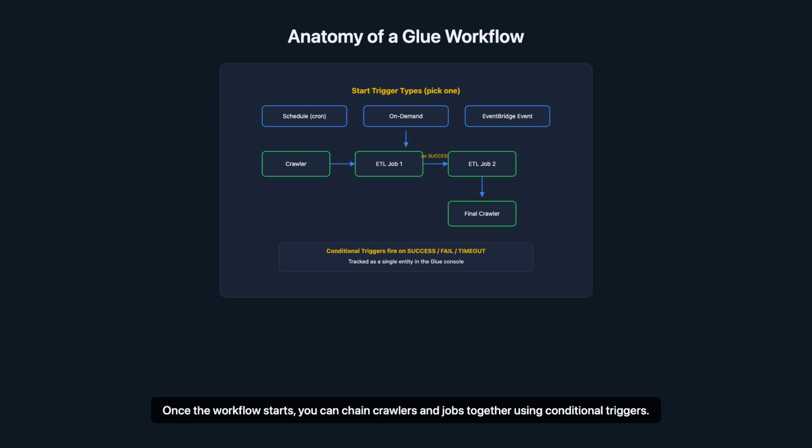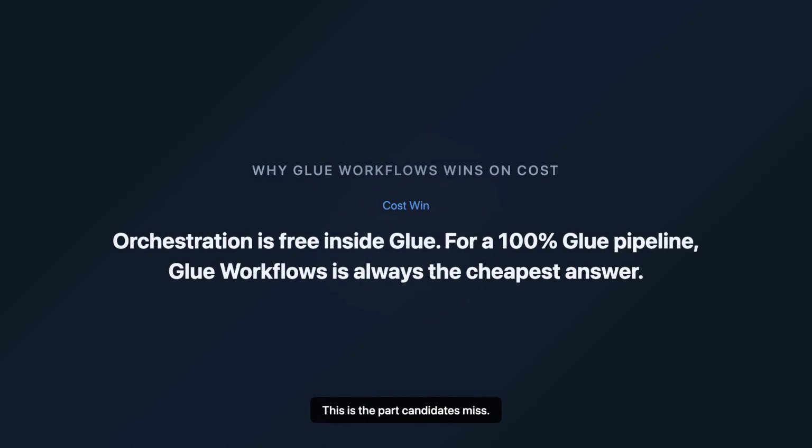Once the workflow starts, you can chain crawlers and jobs together using conditional triggers. So a crawler runs, then ETL job 1 runs, and only when job 1 finishes successfully does job 2 kick off, followed by a final crawler to update the catalog. And here's the powerful part. Conditional triggers can fire on success, failure, or timeout, so you can build error handling right into the pipeline without ever leaving Glue.